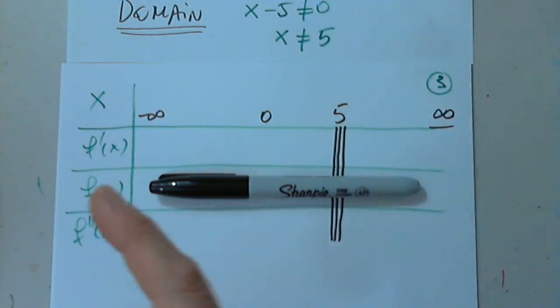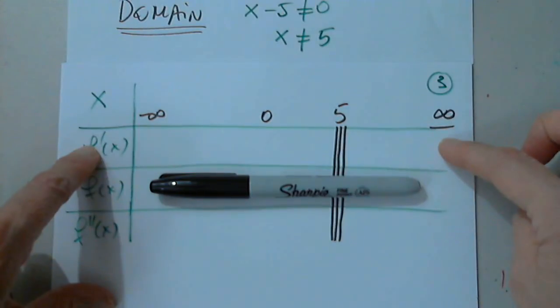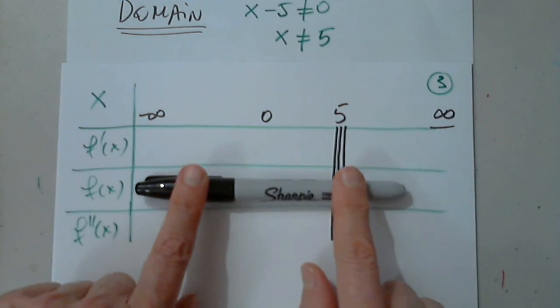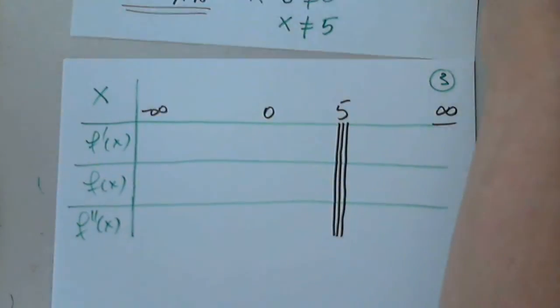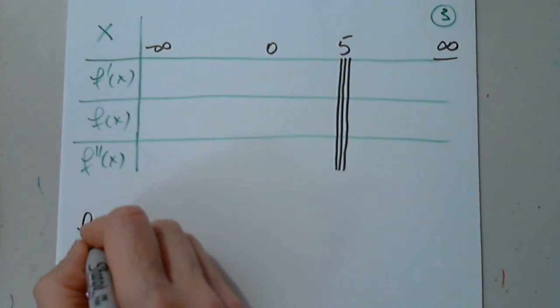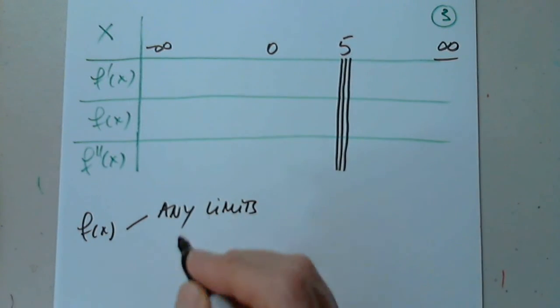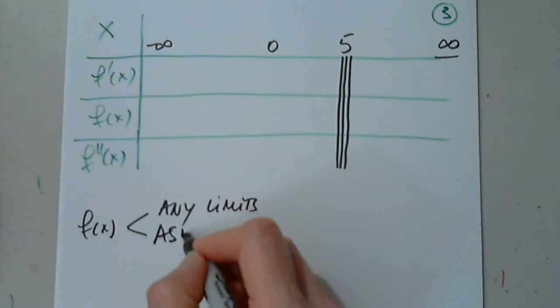Good. Now I have to fill this in with everything I can. X and y intercepts, limits, and after that I can study the first derivative, and after that I can study the second derivative. Right now I'm still here. What do I want about the function? So let's write those. So for f of x, any limits, asymptotes.